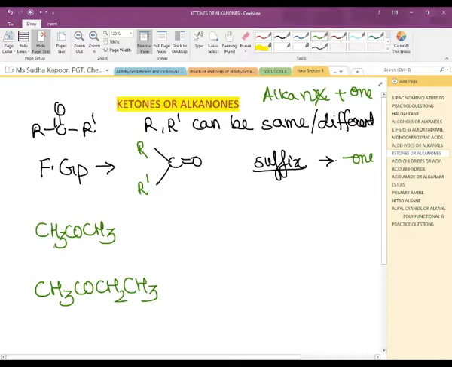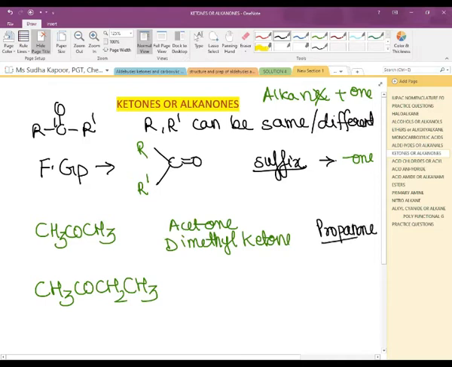Now coming to the simplest alkanone, CH3COCH3, which in the common term is known as acetone or dimethyl ketone, because two methyls are present on the ketonic structure. But in the IUPAC, since there are a total of 3 carbons, it is known as propanone: 3 carbons, propane, and adding -one to it. So in the IUPAC, it is known as propanone. But a number of times it is given by the common name, that is acetone.